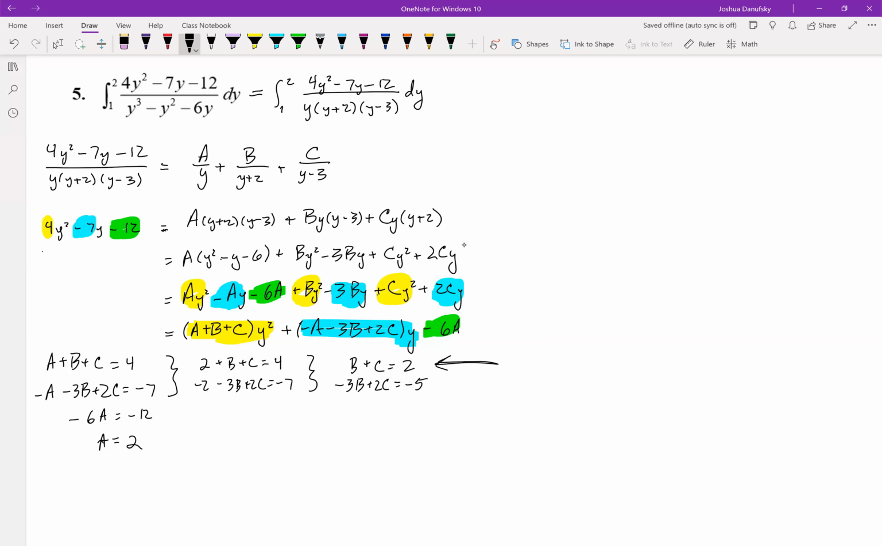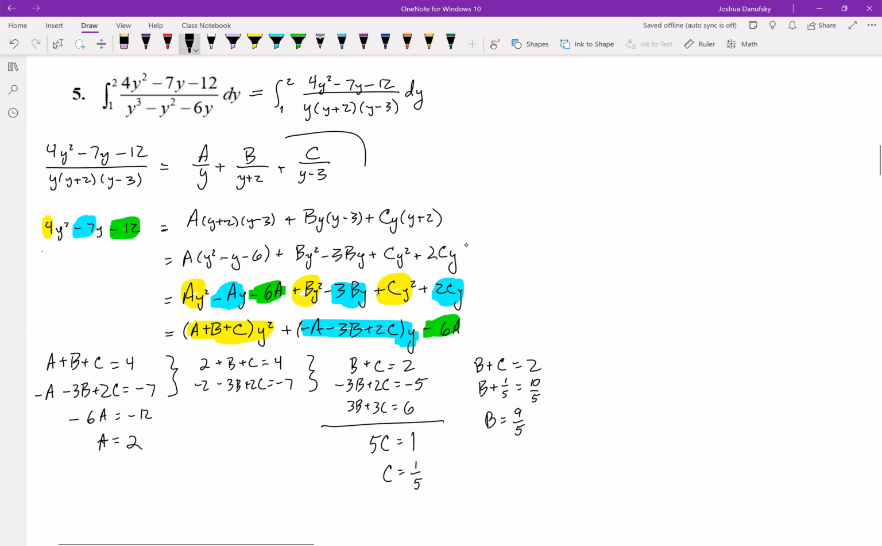If we take this equation and multiply by 3, we get this. And now we add these straight down. The b's cancel. We have 5c is equal to 1. So c equals 1 over 5. We can now substitute 1 over 5 into b plus c equals 2. So we have that b is equal to 9 over 5. Now that we have a, b, and c, we can plug those values into here and rewrite our integral like this.